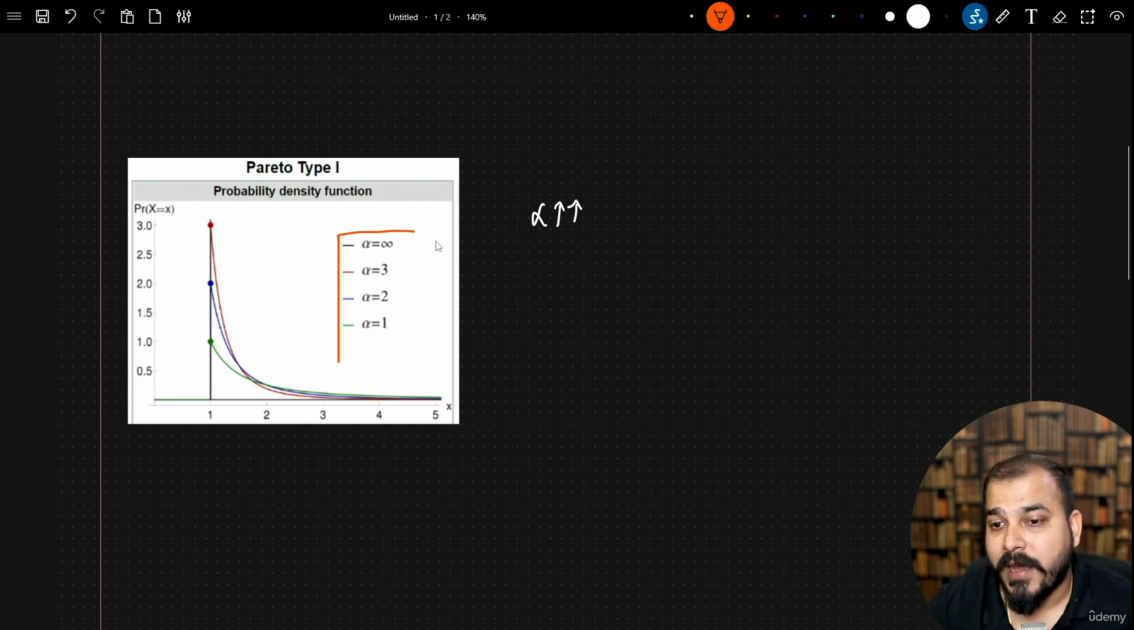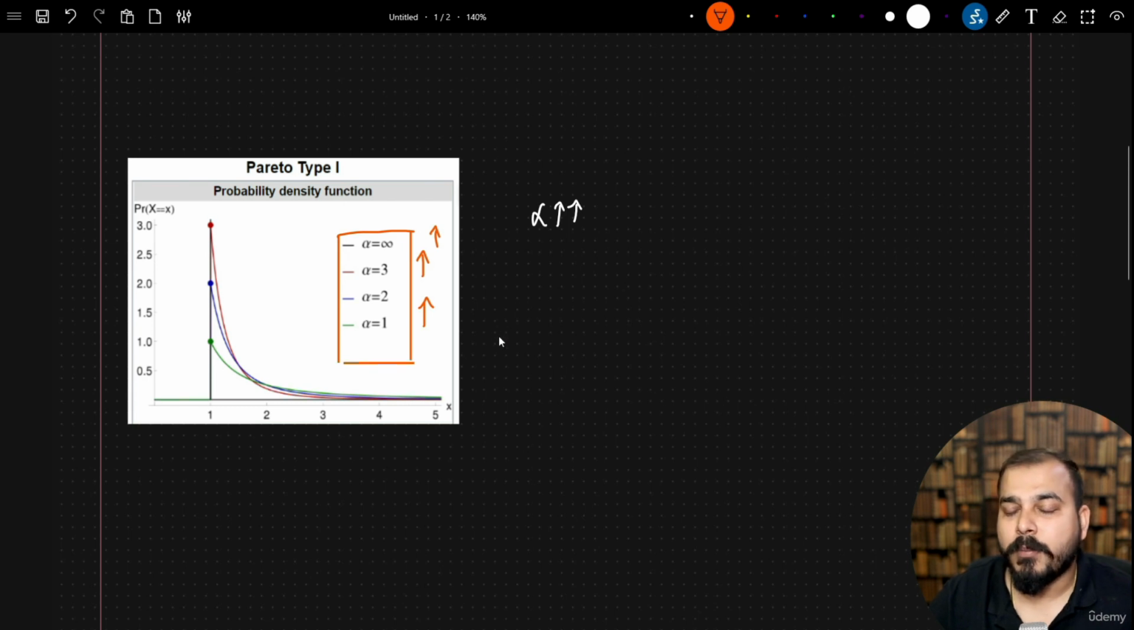And as the alpha value keeps on increasing, you will see the height of this particular probability density function also keep on increasing. But at the end of the day, you'll be able to see that it will be reaching this line of 1, right, with respect to any random variable x that is present over here.